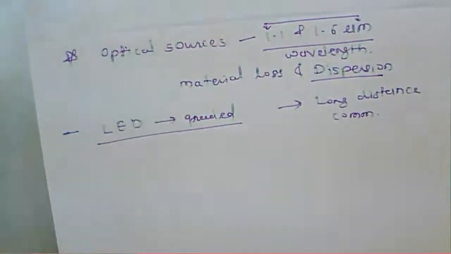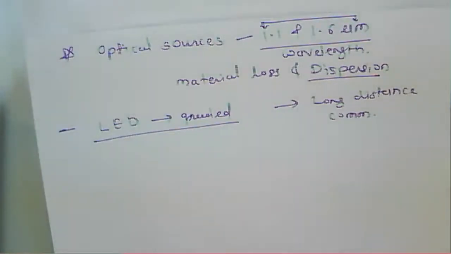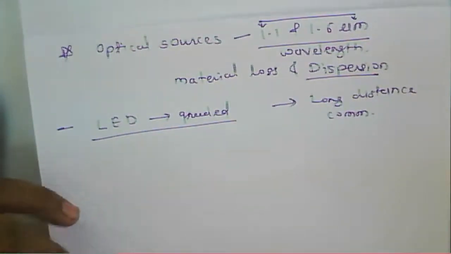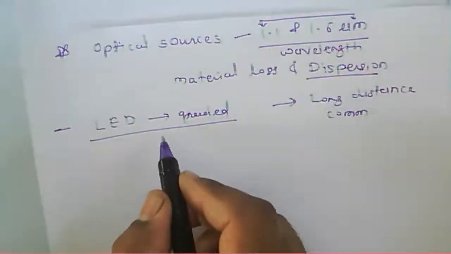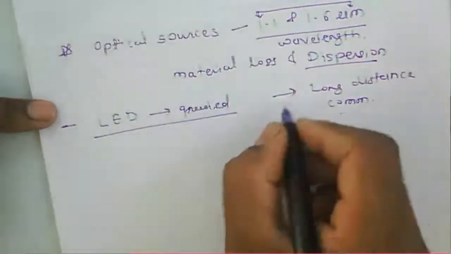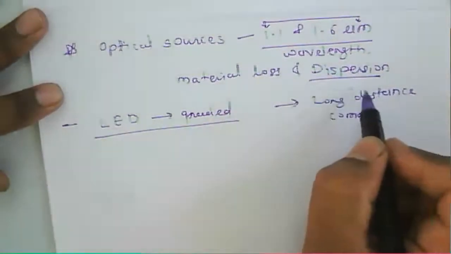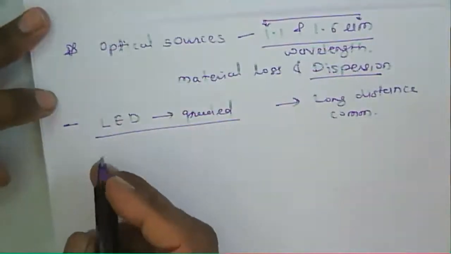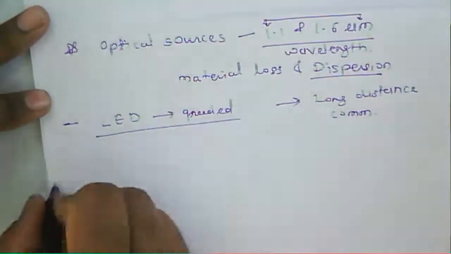so that we can use a repeater after a very long distance. Even without a repeater, with this combination we can transmit the signal for long distance communication. So this combination will be useful for longer distance communication, because we use a gradient index fiber, which will reduce the dispersion, and an optical source in this particular wavelength range, so the dispersion and material loss will be reduced.